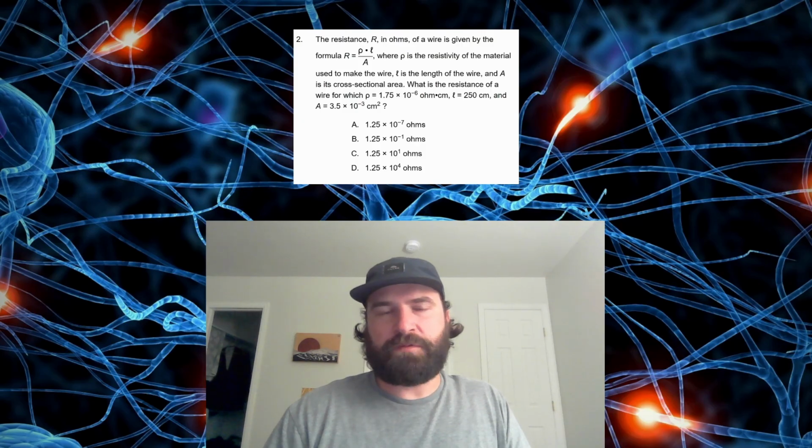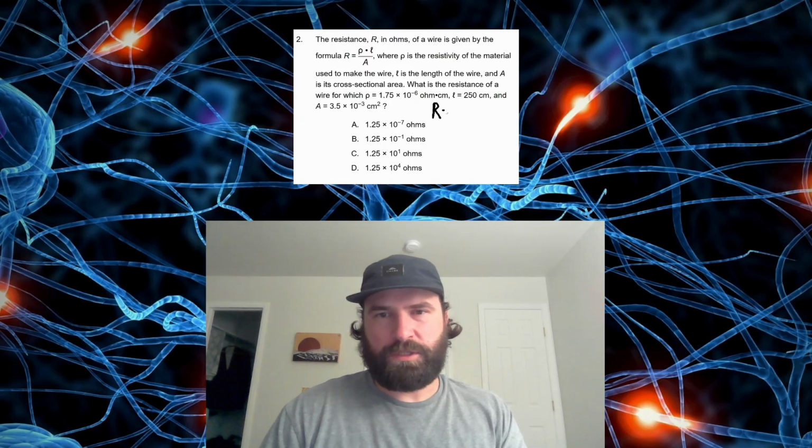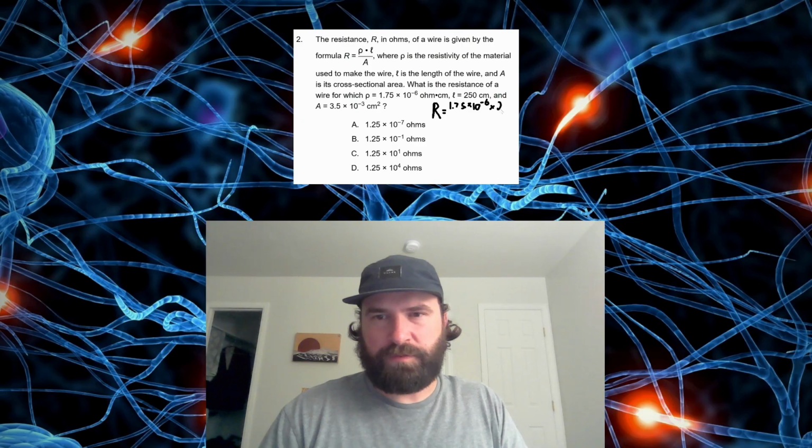What is the resistance of a wire for which rho equals this number, L equals this number, and A equals this number? So a lot of words in this question, but they're giving us three values for three of these variables, and they're asking us for R. So we can just plug in these values and take a look at what that looks like. So R is going to equal 1.75 times 10 to the negative 6th times 250 divided by 3.5 times 10 to the negative 3rd, which is A. So all I did was plug in these values for the variables.